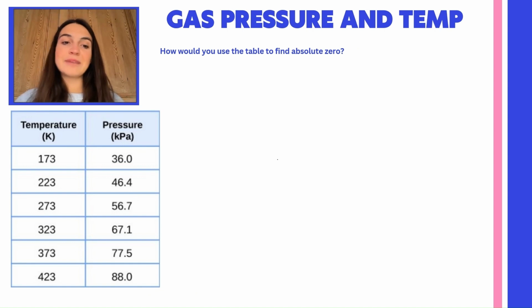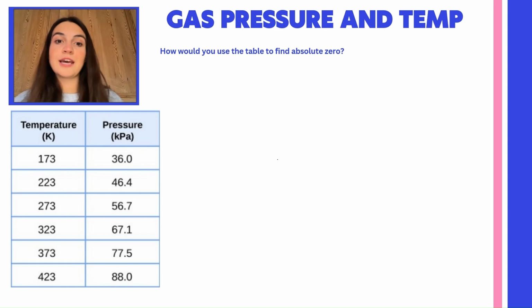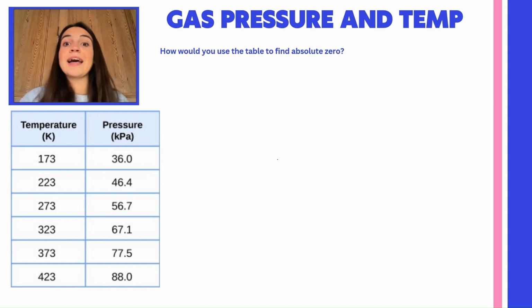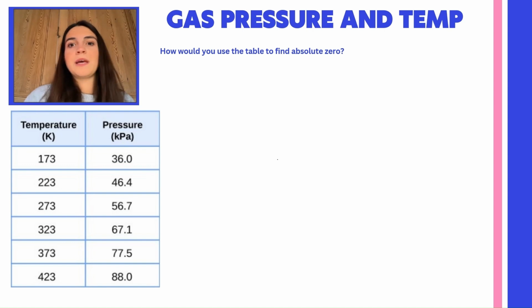Okay, so I've got my same table here, and now I'm being tasked with how do I use the table to find absolute zero. Now, first we need to remember what absolute zero is. So that is the temperature at which the pressure of my gas would be 0, because it's the temperature at which my particles are not moving. If they're not moving, they can't collide with the walls, they can't exert a force on the walls, there can't be any pressure in my container.